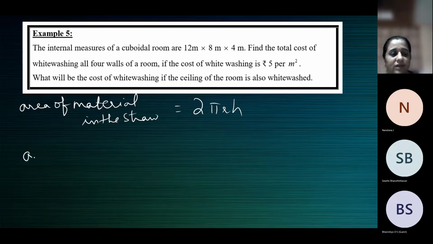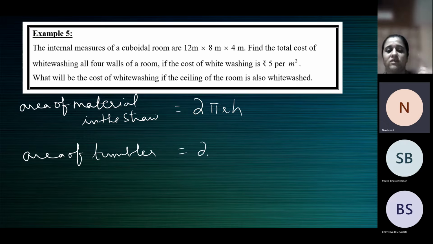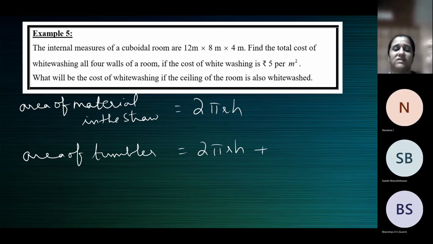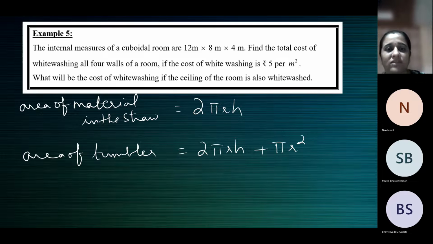In the case of a tumbler, area of a cylindrical tumbler. When I say tumbler, I'm talking about a cylindrical tumbler. Area of tumbler is equal to where all you have the steel, where all is the material steel along the CSA. So 2 pi RH. If you have to paint the steel tumbler, you can paint the CSA 2 pi RH. And you can paint the bottom because there also there is steel. You can paint it pi r square. Top you can't paint because there is nothing there.